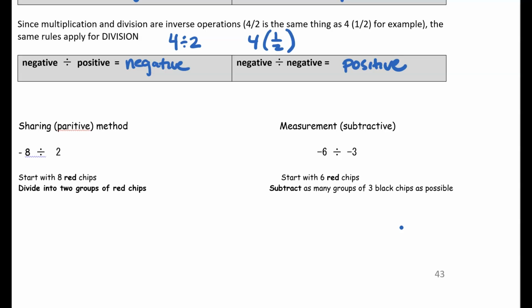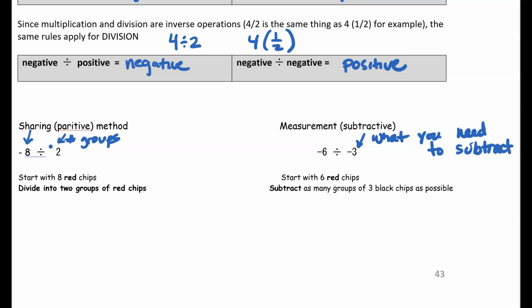Okay. There's a couple of different ways we can use chips to show division. So there's 2 methods. We've talked about these before in section, I think that was 3.4. So the sharing method is when you start with the first number and you're going to divide into 2 groups. So the second number is the number of groups, as opposed to the measurement or subtractive method, which means this is what you will subtract. So 2 different ways to look at division.